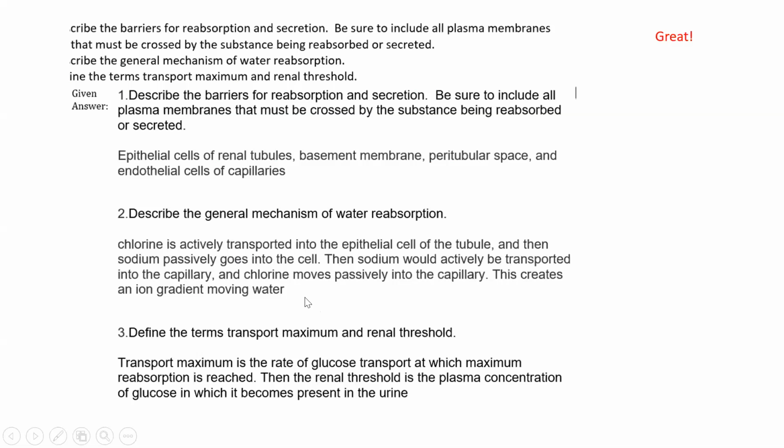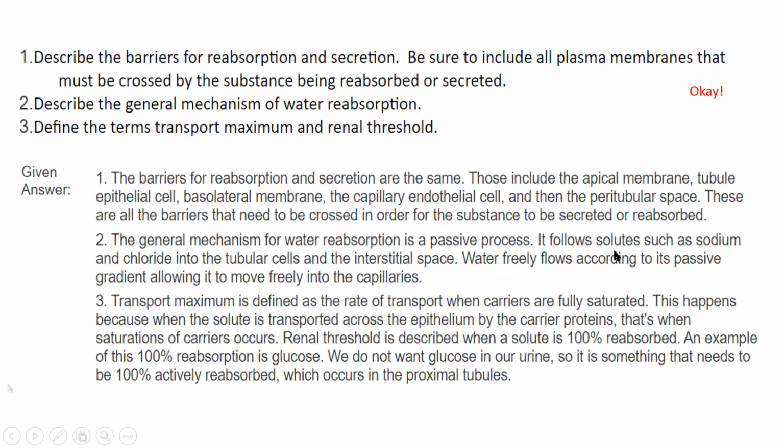The second part of this, again, was pretty short, but very succinct. So they went directly to the point. Chloride is actively transported, sodium is passively transported, then they are moved across the basolateral membrane actively and passively. They talked about this respectively, and that creates a gradient for water movement. And then the final part of the question was also very short, very to the point, very succinct.